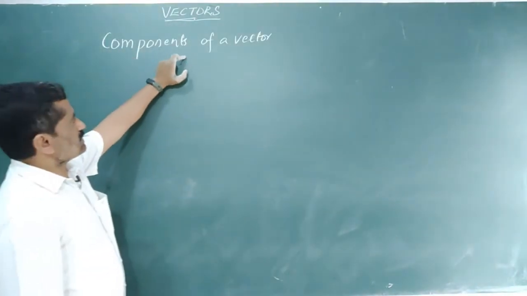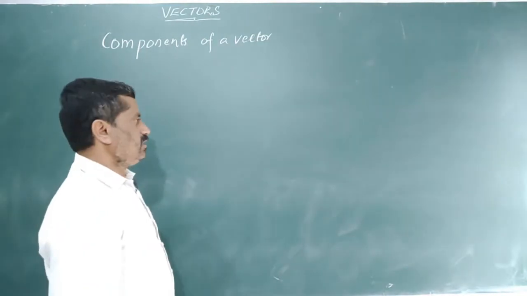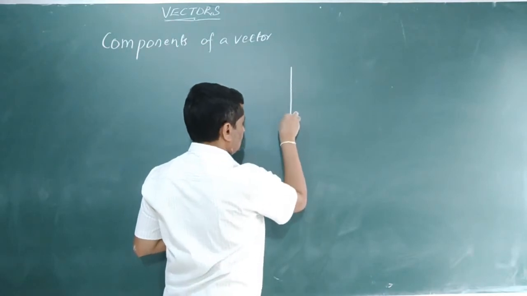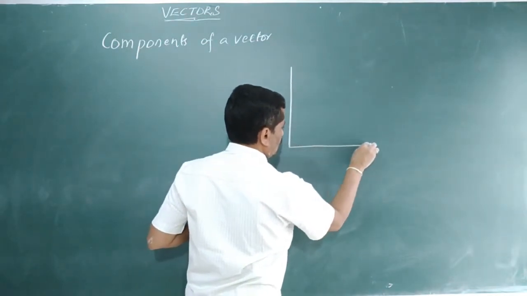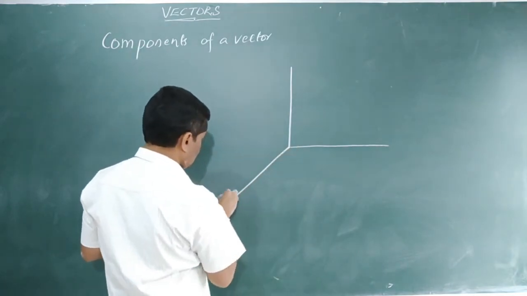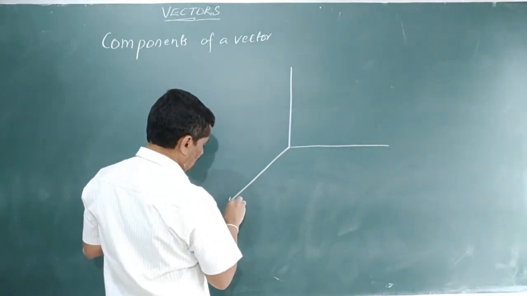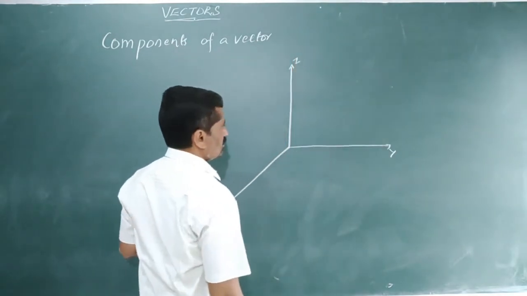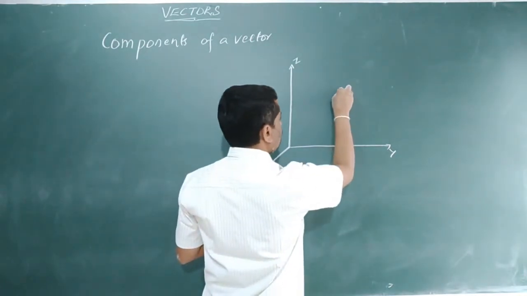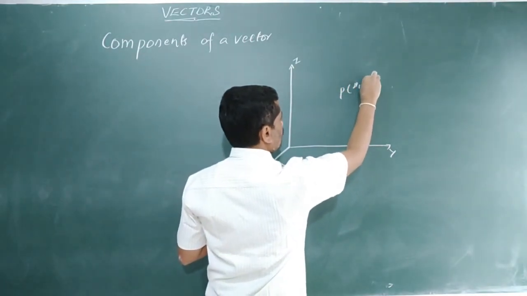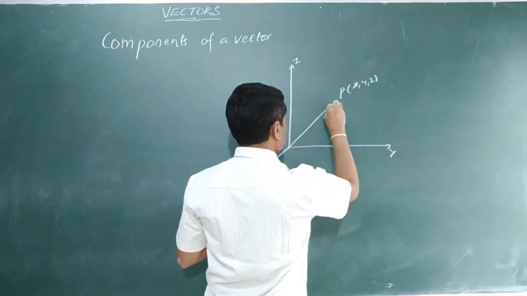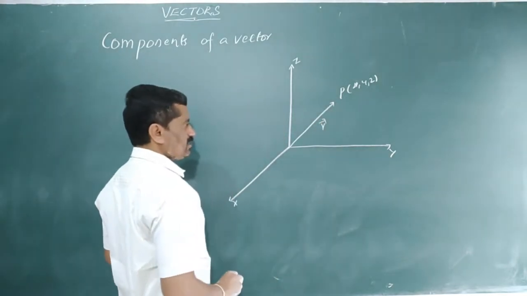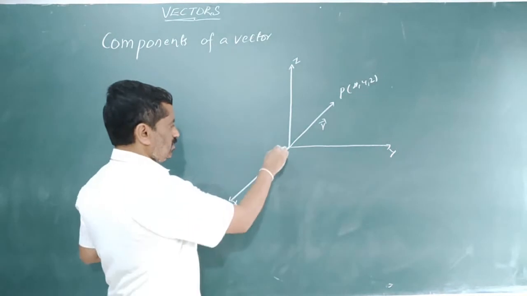Next we have components of a vector. So we'll see what are the components of a given vector. Again consider the Cartesian coordinate system, that is 3-dimensional: x-axis, y-axis, z-axis. Consider point P of x, y, z, whose position vector is r bar with respect to the origin.